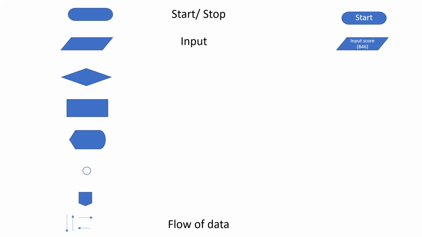Next, it is the diamond shape. The diamond shape represents decision making. For the decision making, we just put things like the if with its condition inside. For example, we may put one logical test inside. For example, if B46 is less than or equal to 80.